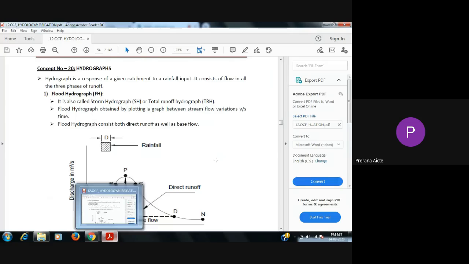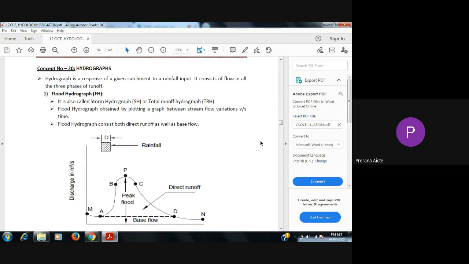The important topic which is usually asked in the GATE examinations is hydrographs. Without fail, there is a GATE question on hydrographs in every year. So what is a hydrograph? A hydrograph is a relation between discharge versus time. That is the straightforward definition. But in depth, a hydrograph is the response of a given catchment to a rainfall input.